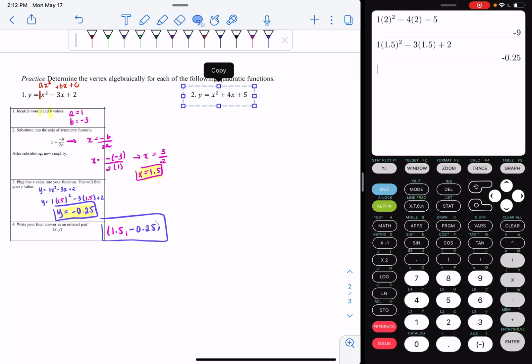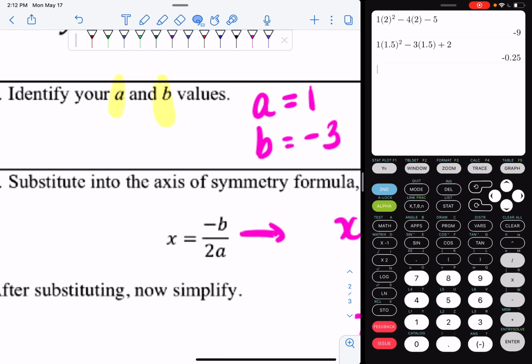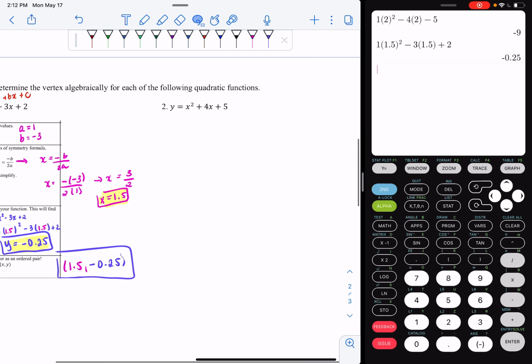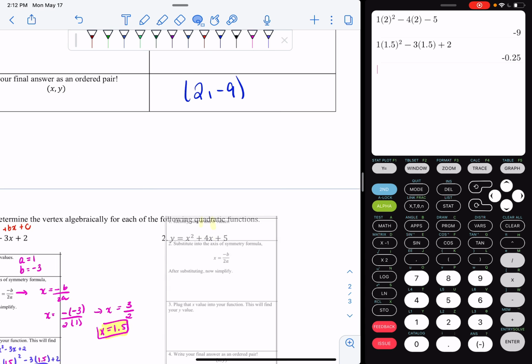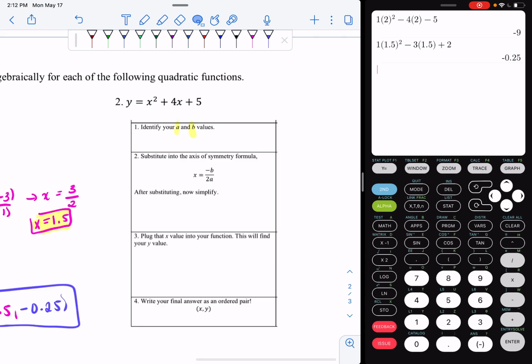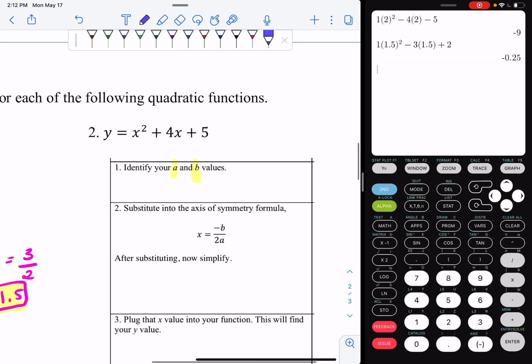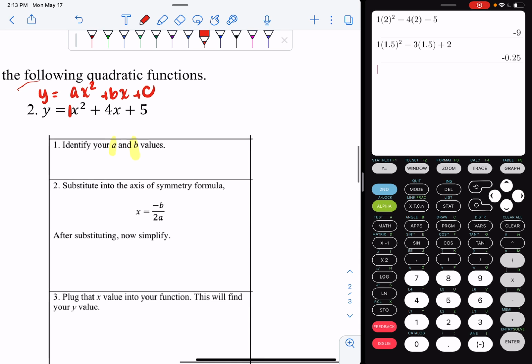Okay, now we're going to do number 2. Step 1 says identify your a and your b values. If you remember, we have y equals ax squared plus bx plus c. And again, the number attached to my x squared is my a value. In this case, I don't see 1, so it's a 1. So I'm going to say a equals 1. And what's b? b is equal to 5.